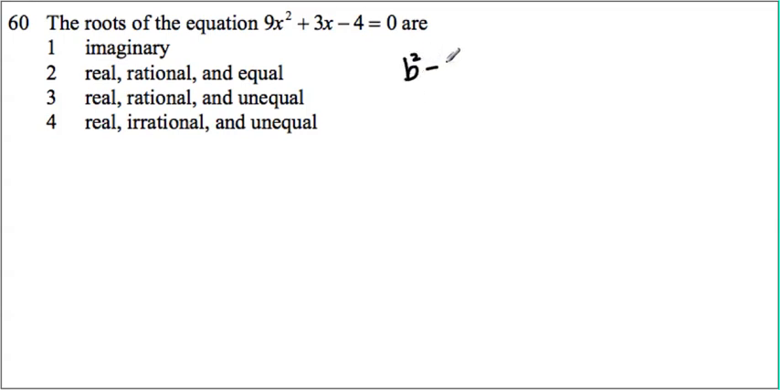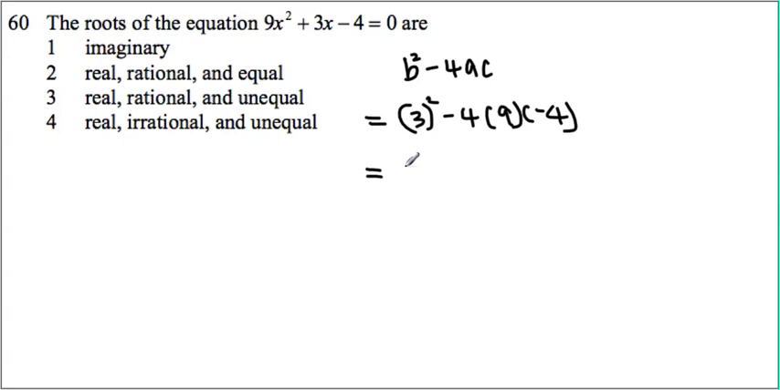B squared minus 4ac. Here b is equal to 3, squared, minus 4, a is equal to 9, c is equal to negative 4. Alright, so here we get 9, and 4 times 4 becomes positive. Negative times negative becomes positive. And when you multiply everything out, we end up getting 144, which is equal to 153.